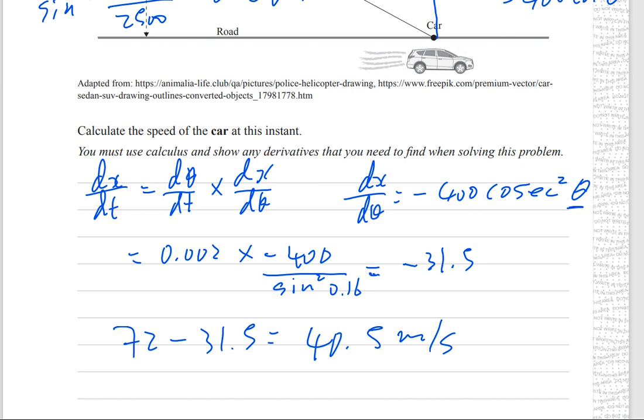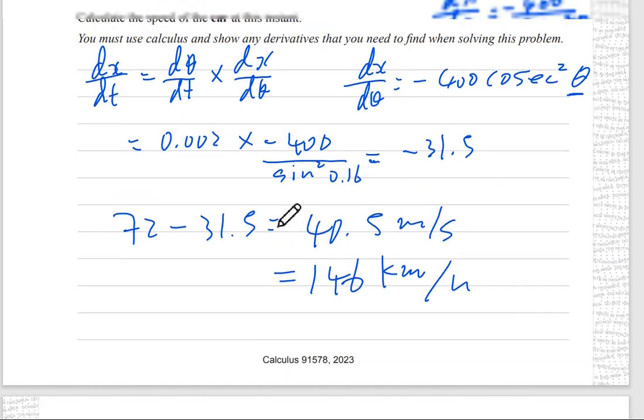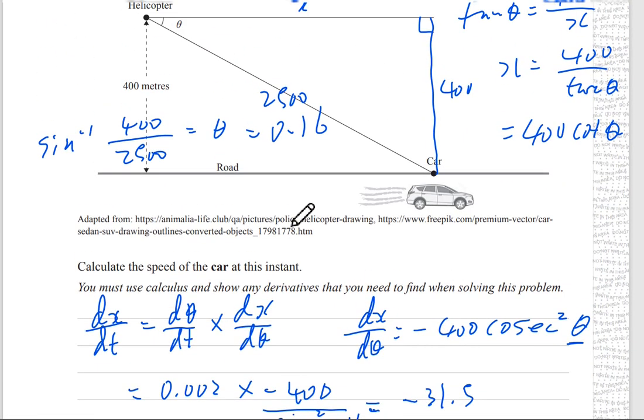So if I change that to kilometers per hour, it will be 146 kilometers per hour. So I think that makes sense, isn't it? If you happen to make that speed, you will have this police helicopter chasing you.